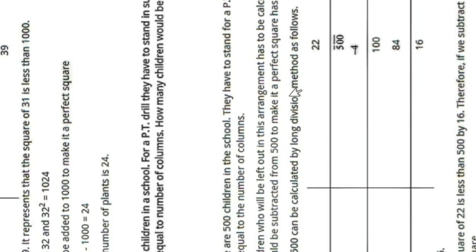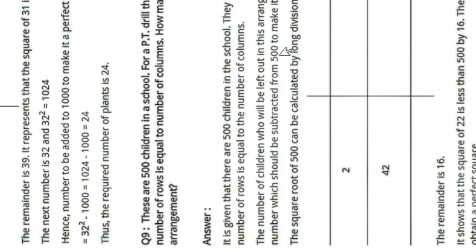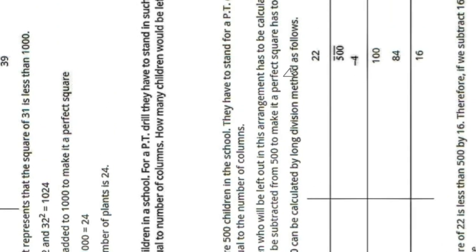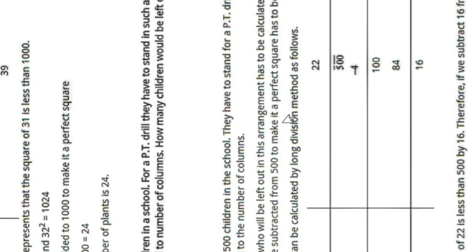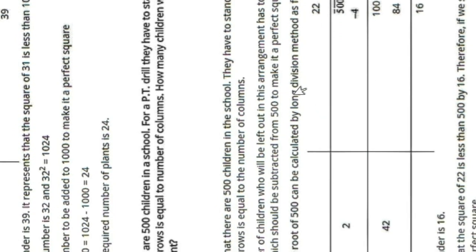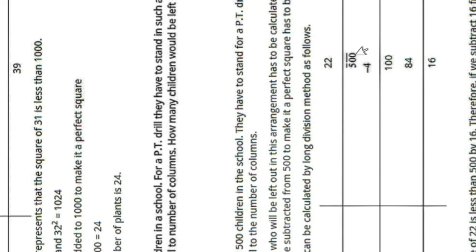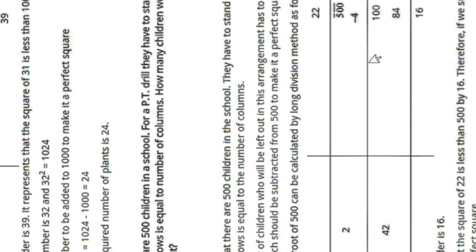That is, the number which will be subtracted from 500 to make it a perfect square is to be calculated. So first we will find out the square root of 500. So 500. Now make the pairs starting from unit digit. This is the first pair, this is the second pair. So put the bar on the first pair and put the bar on this number. Now the nearest square below 5 is 4. So 2 2s are 4. Now here 5 minus 4 is 1. So put this 00 down.